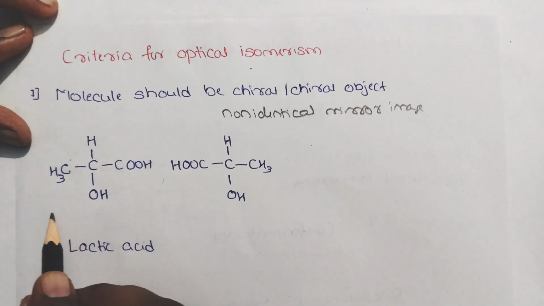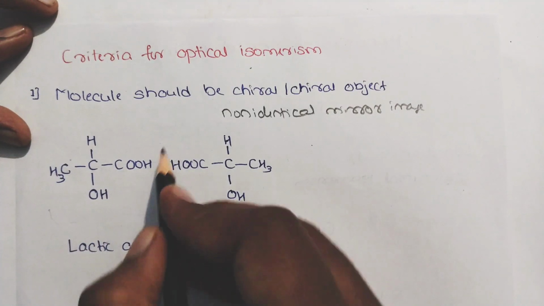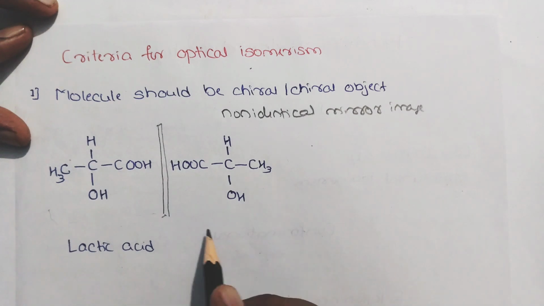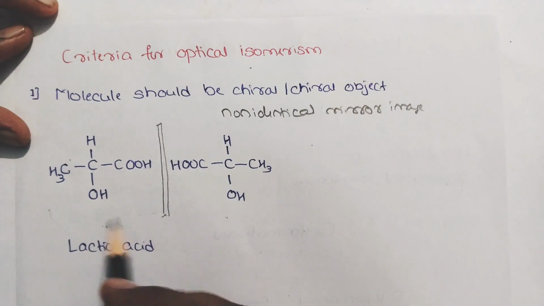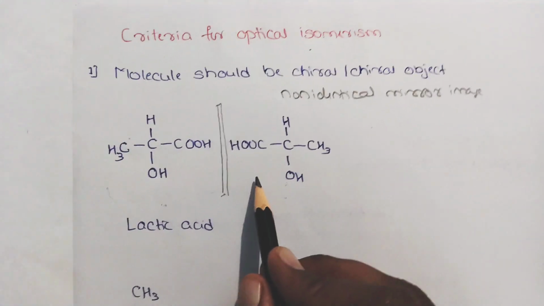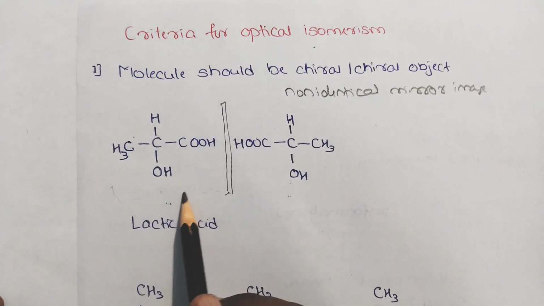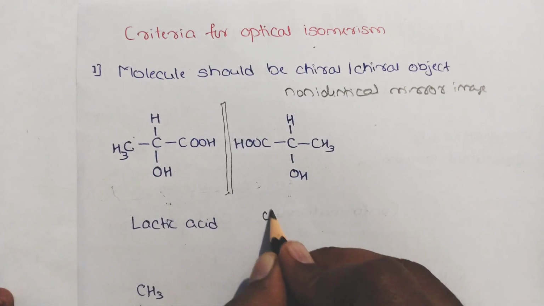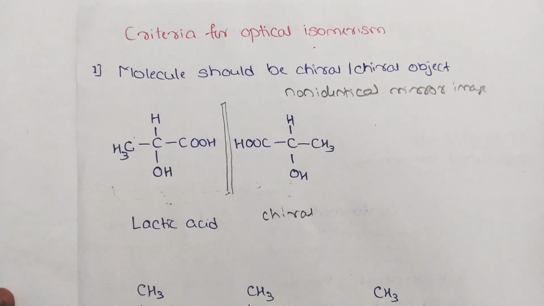I have taken the lactic acid. Here I will place the mirror. This is the mirror image of this lactic acid structure. Hence you can see that these are not identical. Let's see the structure. These are mirror images and these are not identical. Hence this molecule is called a chiral molecule.